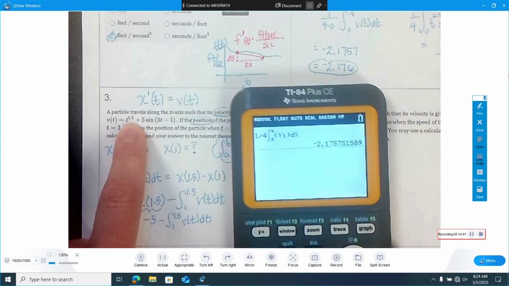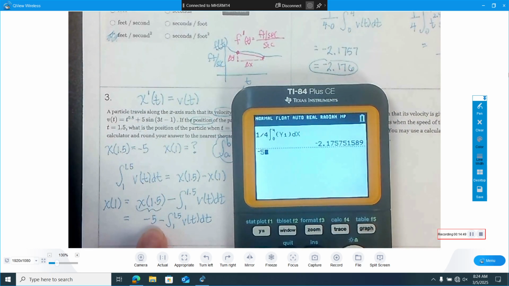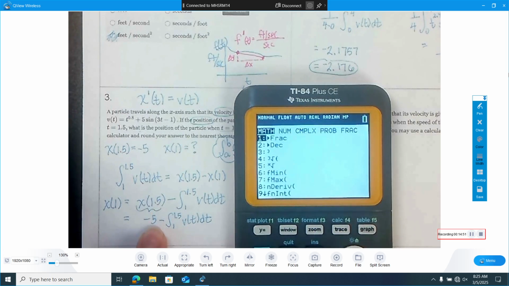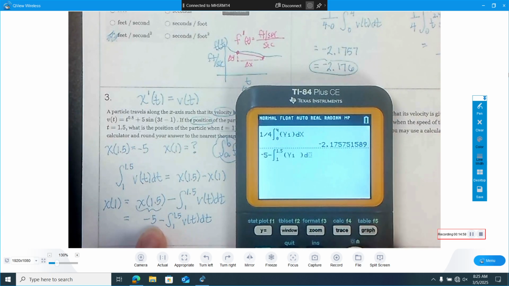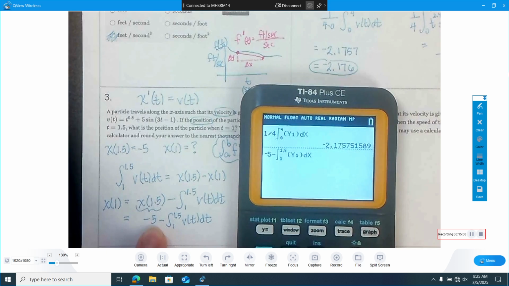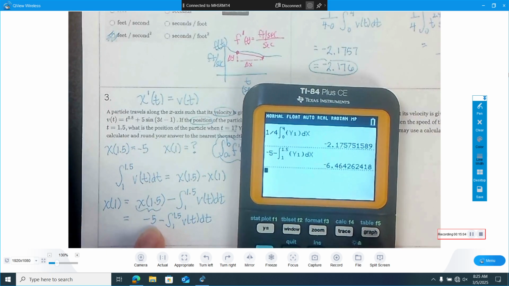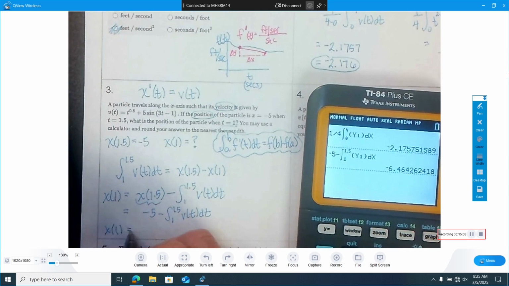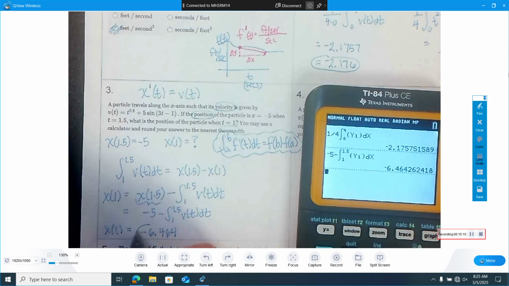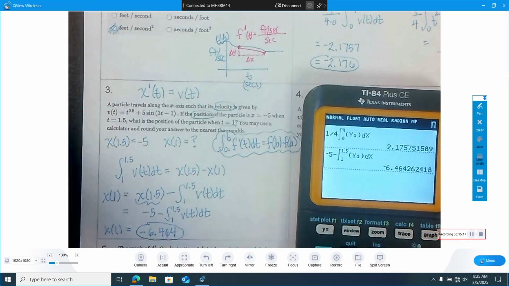I'm going to quit, and then I'm going to go ahead and just type this in, -5 minus math 9, my integral from 1 to 1.5 of y1 in terms of x. And so x of 1 equals negative 6.464. And they did want us to round to the thousandth, so that is rounded to the thousandth place.